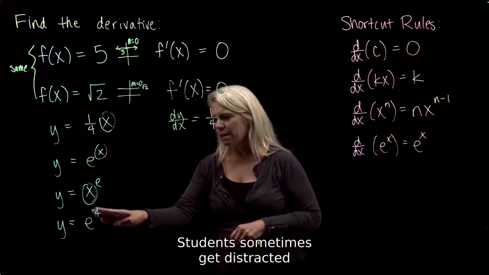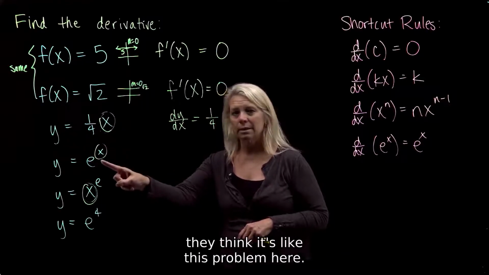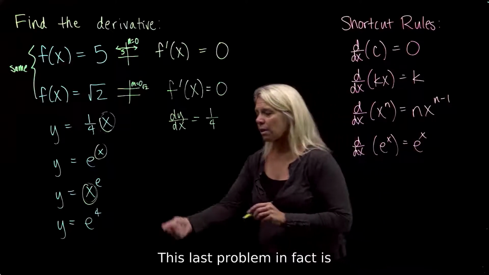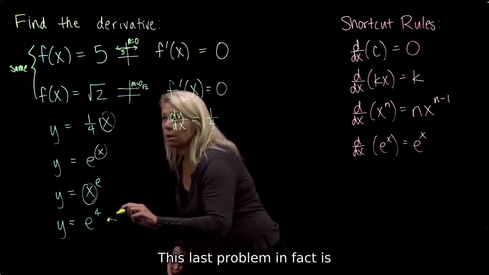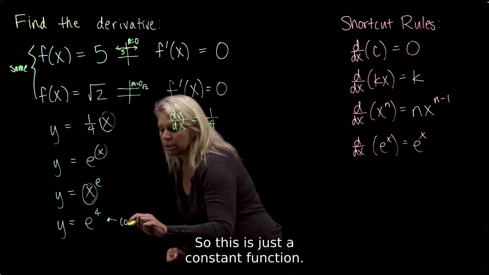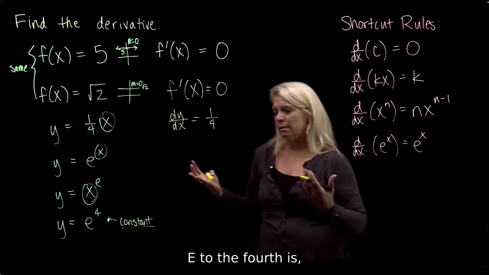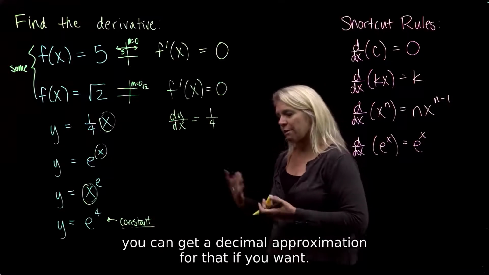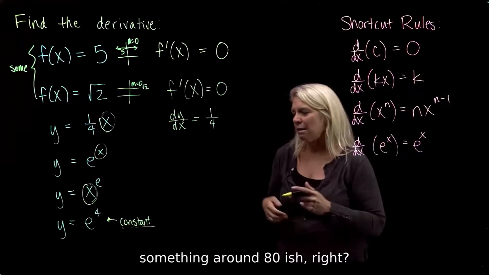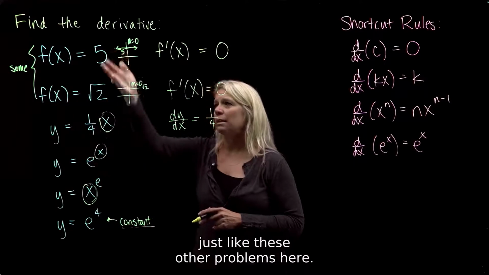Students sometimes get distracted by this because it looks like a power, maybe a power involving e, so they think it's like this problem here. But notice that there is no variable there. And so this last problem, in fact, is also just a constant function, right? E to the fourth, you can get a decimal approximation for that if you want. But, you know, 3-ish to the fourth power, something around 80-ish, right? So e to the fourth, that's just a constant, just like these other problems here.